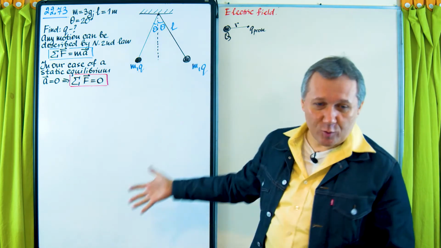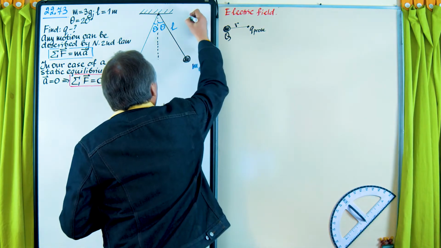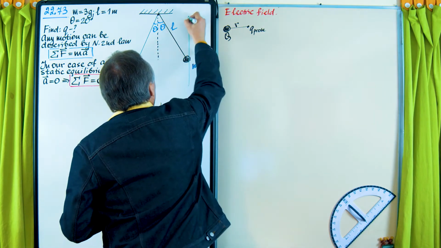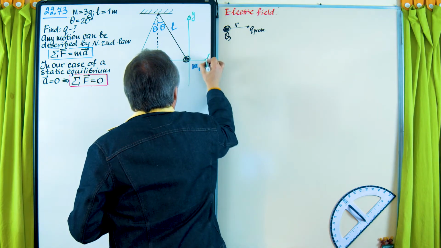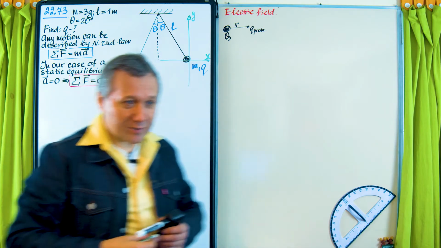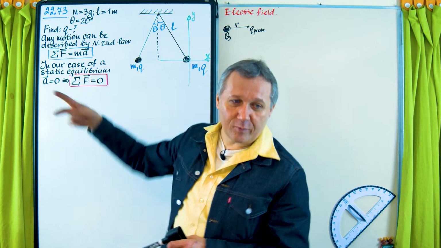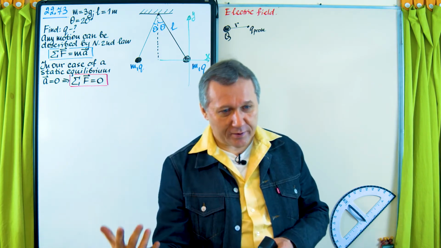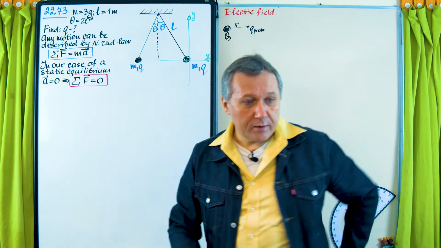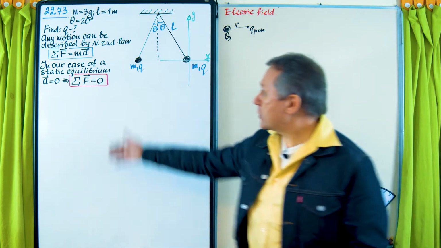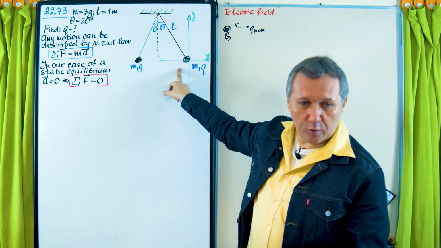Since we have a two-dimensional situation, let me introduce a coordinate system. Let's say this is y, and this is my x. Inside of this equation, if you open it up, you will end up with two equations, one along the x direction, one along the y direction, right? So let's do it. First of all, we need to identify all forces acting on this mass.